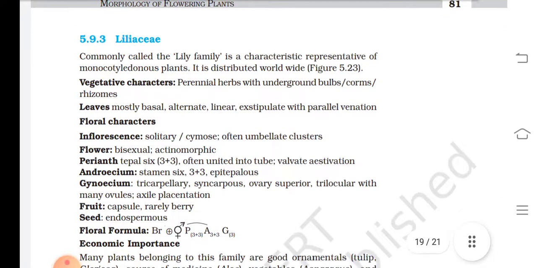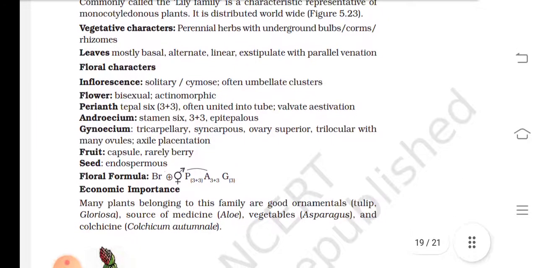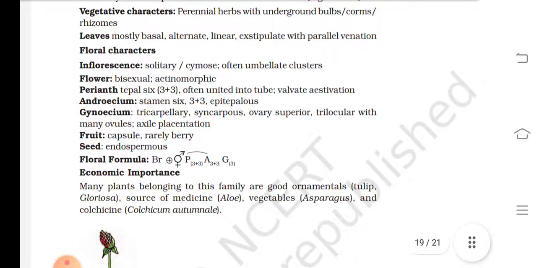5.9.3 Liliaceae, commonly called the lily family, is a characteristic representative of monocotyledonous plants. It is distributed worldwide. That is given in figure 5.23. Vegetative character: perennial herbs with underground bulbs, corms, rhizome. Leaves mostly basal and alternate, linear, exstipulate with parallel venation.